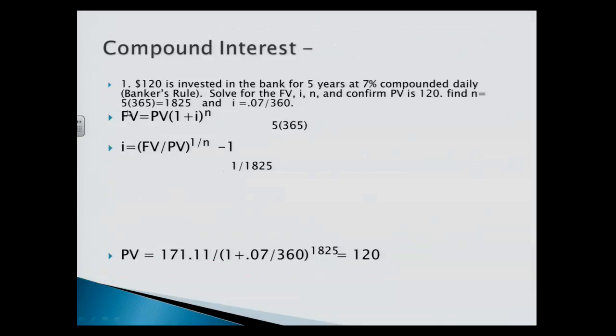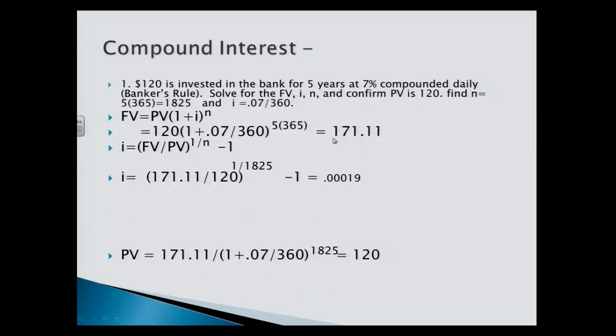And this is the first one on your handout. Again, I give you 5 years, 7% compounded daily, and I ask you to find future value. I want you to calculate I and N and confirm present value is 120. So this is just practicing, put it in the calculator. I'll point out a couple of mistakes.